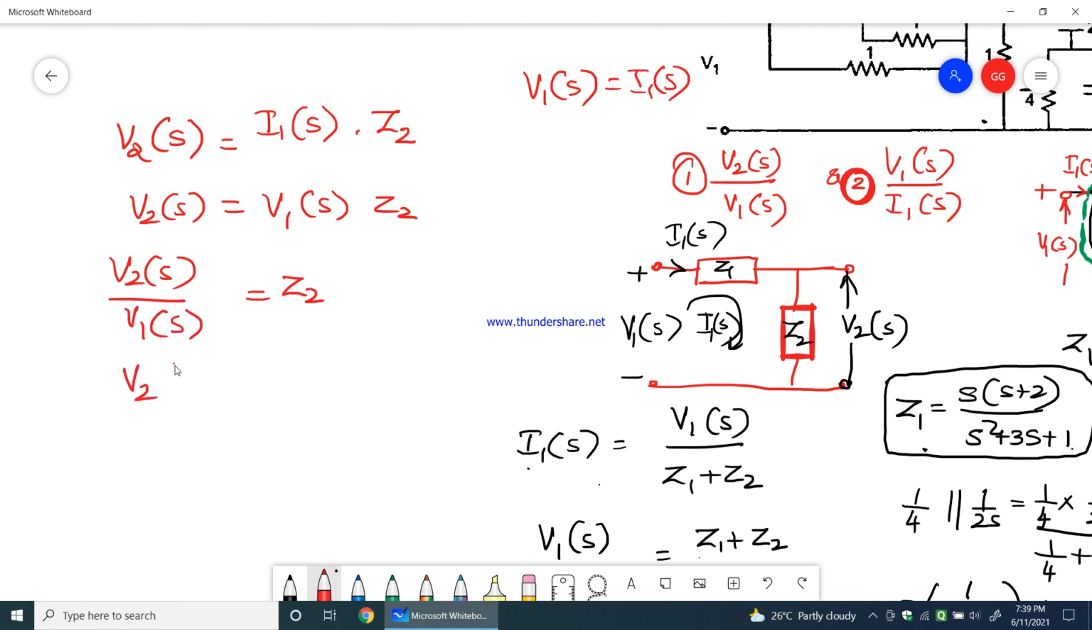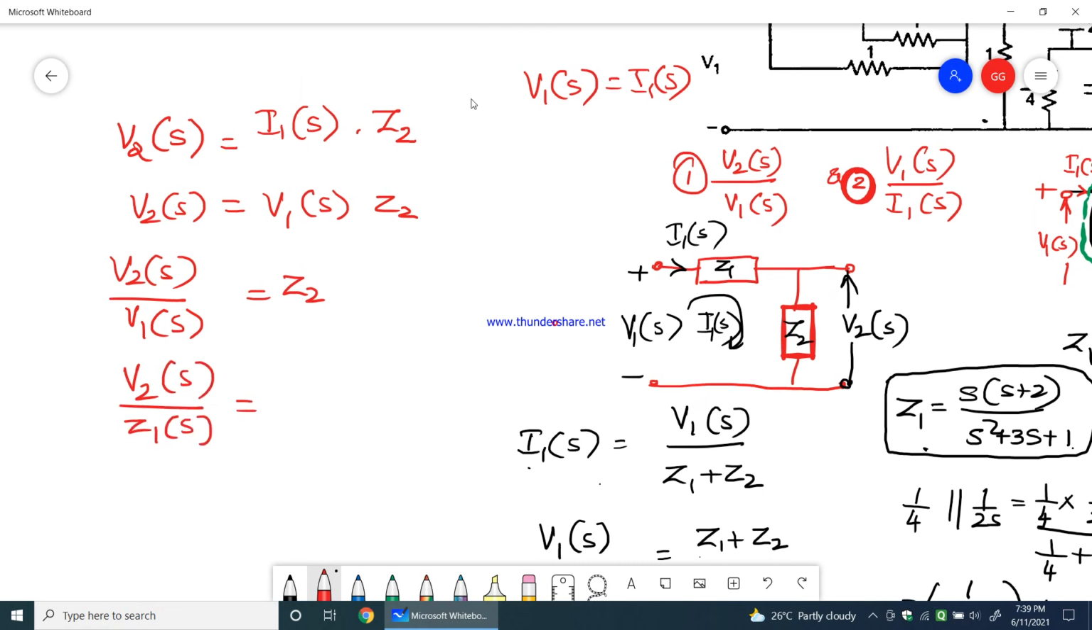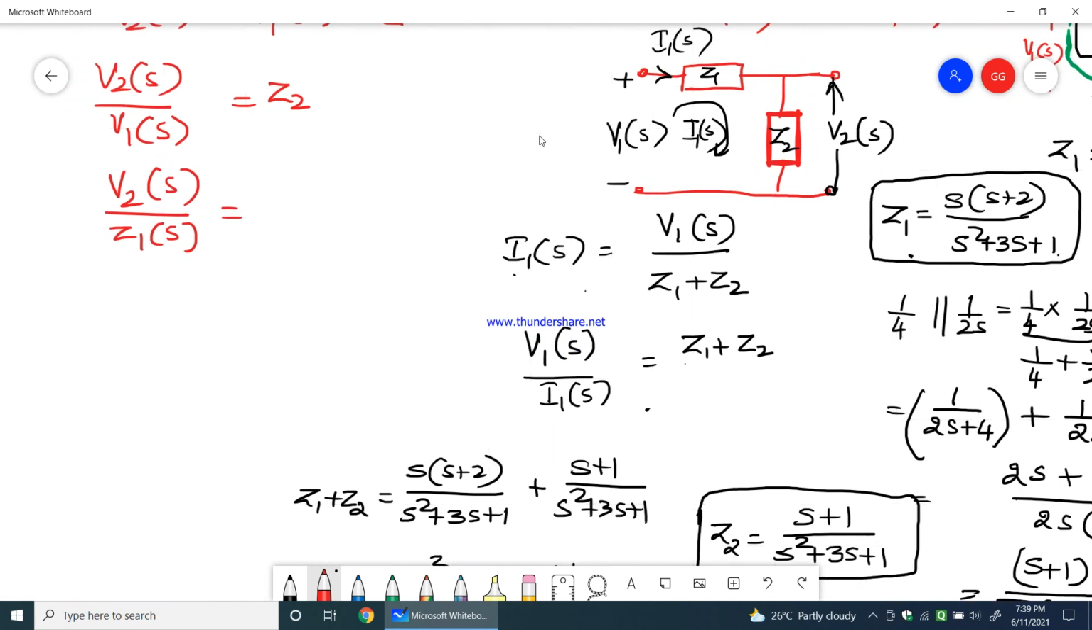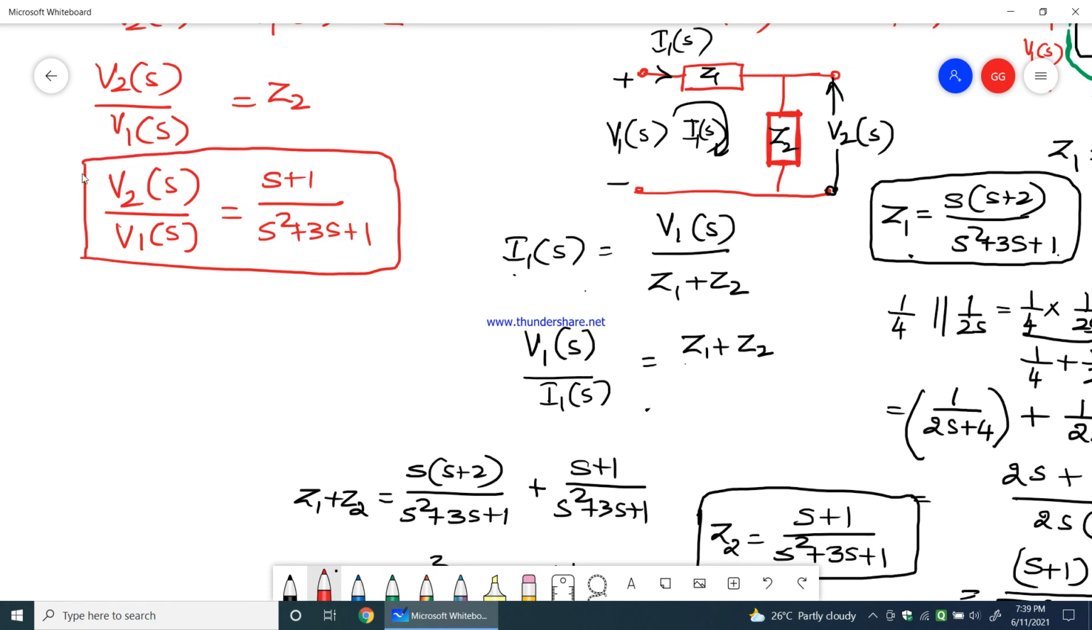Therefore V2 of s by V1 of s would be equal to, what is Z2 we got? We got s plus 1 divided by s square plus 3s plus 1. So this is the transfer function we got for V2 of s by V1 of s. Okay, so I hope in this problem, whatever two different transfer functions they have asked, we have completely derived both the transfer functions for this particular problem.